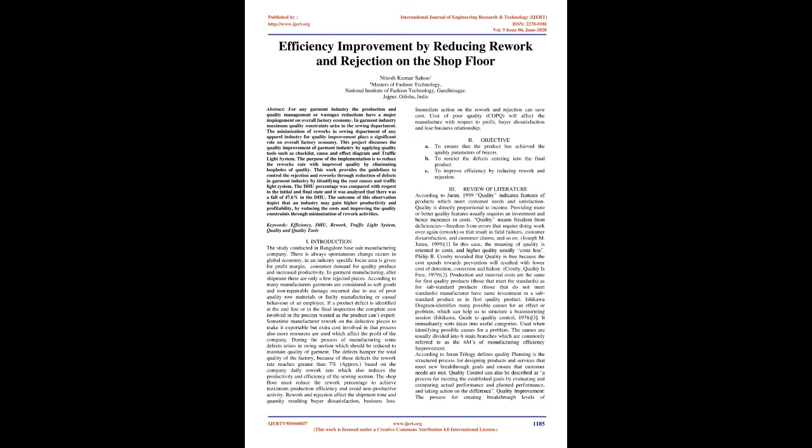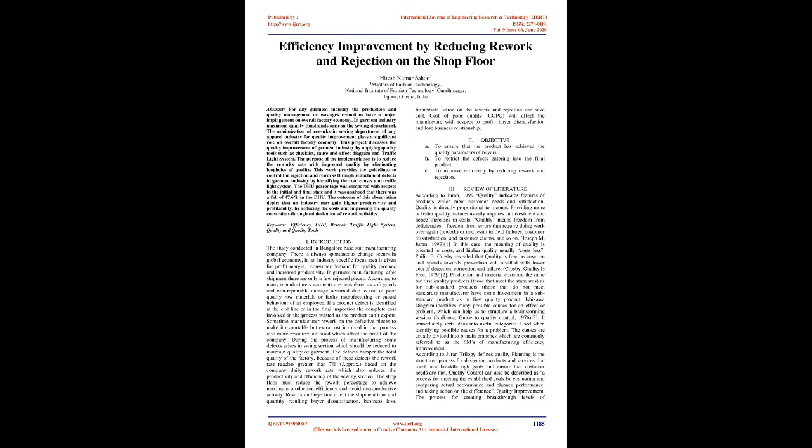This project discusses the quality improvement of the garment industry by applying quality tools such as checklist, cause and effect diagram and traffic light system. The purpose of the implementation is to reduce the rework rate with improved quality by eliminating loopholes of quality. This work provides the guidelines to control the rejection and reworks through reduction of defects in the garment industry by identifying the root causes and traffic light system.